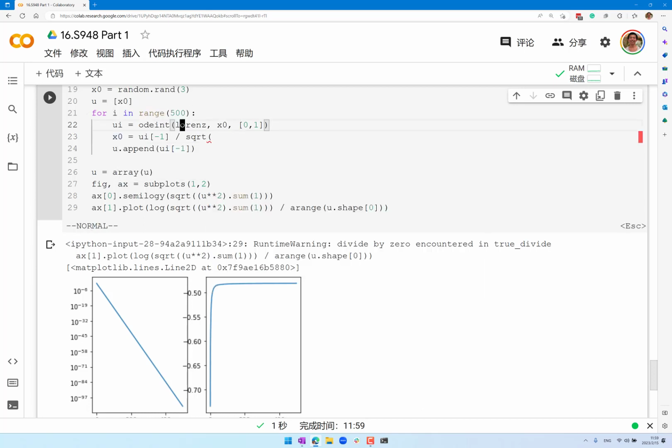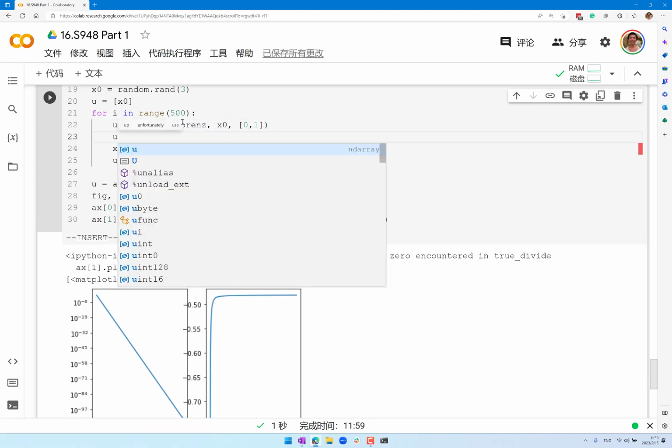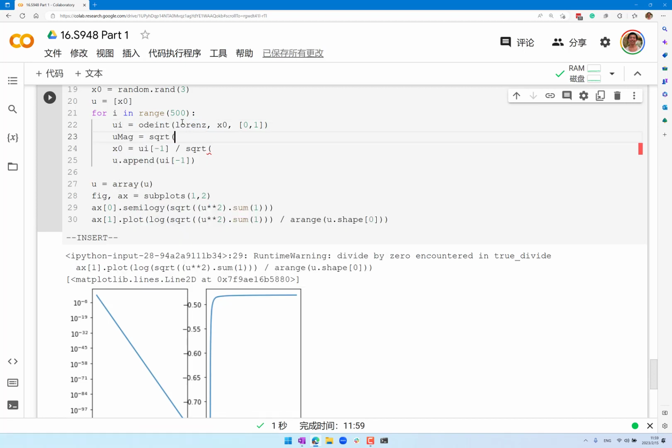Okay, so here let me just say u mag is equal to square root of ui, the last solution, squared and summed. So that's the L2 norm, right? The magnitude of the last solution. So x0 is divided by u mag.